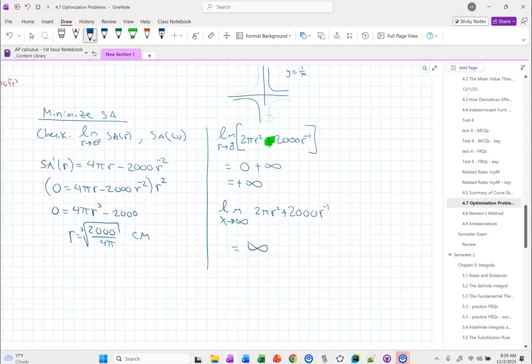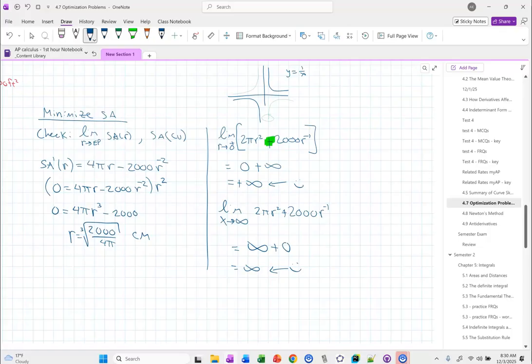So now if we do this one, 2 pi r squared, if I plug infinity in, I get infinity, right? If I have 2 over r and I plug infinity in, I get a constant over infinity, which is 0, right? And since we're minimizing, we know that the endpoints aren't helping us at all, right? So far so good? So the only one we have to worry about is this critical value.